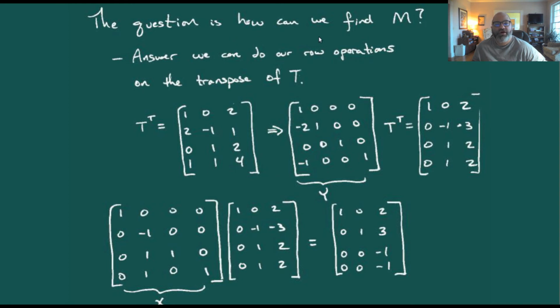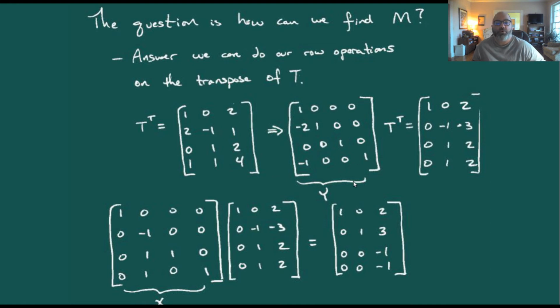So how can we find M in this case? The answer is that we can do our row operations on the transpose of T. So T transpose gives us this. And remember that we can represent our row operations as a matrix multiplication.